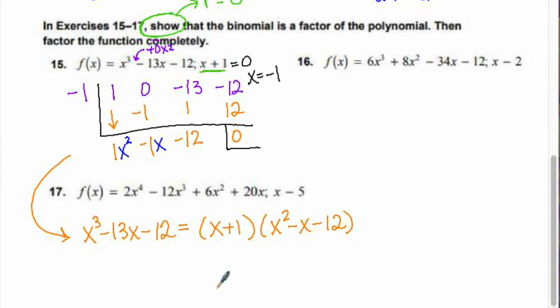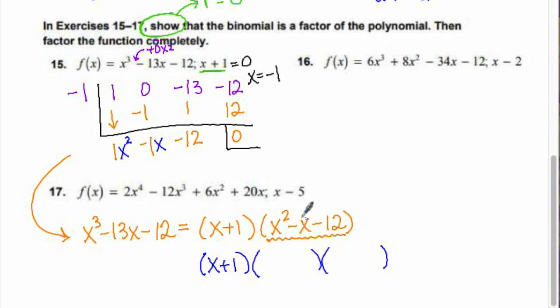Okay, so when it's saying to factor the function completely, we've factored it a little bit because we pulled out the x plus 1. But now we have to take a look at what's left over here. And again, because what's left over is not a linear term, we know that it could possibly factor down further, and this one does. So we're going to take that x plus 1 and rewrite it. And then x squared minus x minus 12. I'm actually going to do this one without the puzzle.